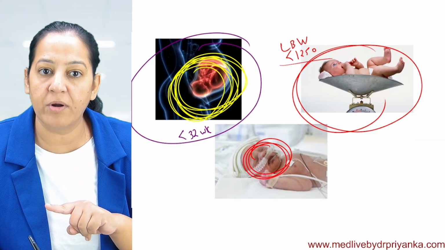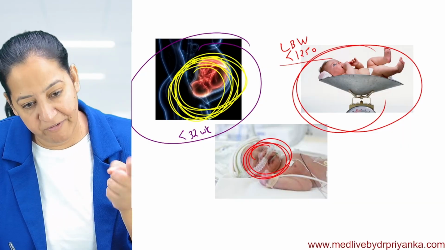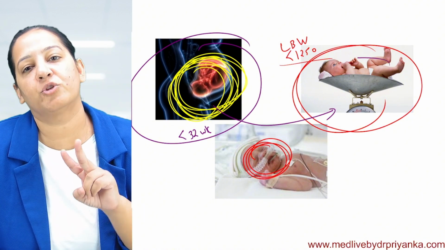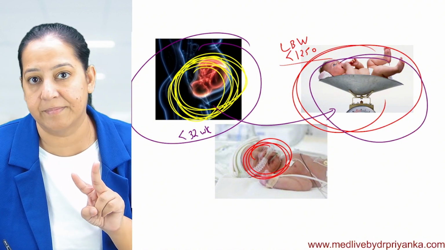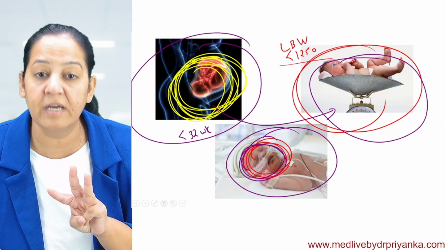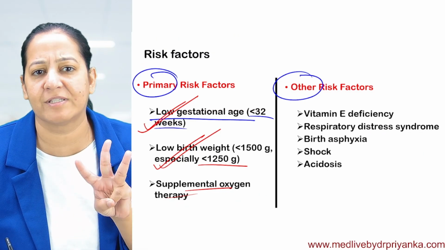So if the birth of the newborn takes place before 32 weeks of gestation, that is the biggest risk factor. And obviously, if it is premature, the birth weight is also less, less than 1250 grams. And a high concentration of oxygen is given to save the baby in the incubator after the birth. So these are the 3 most important primary risk factors.